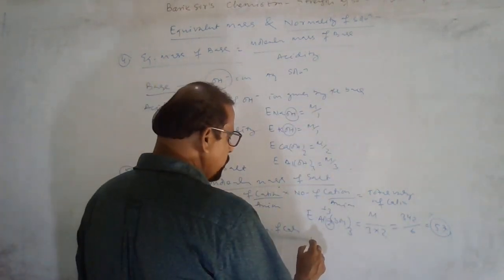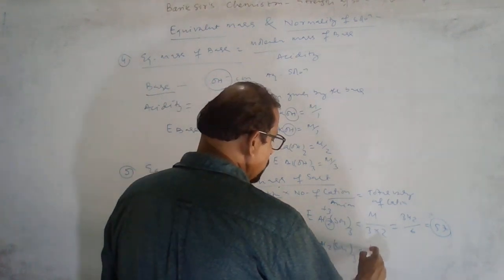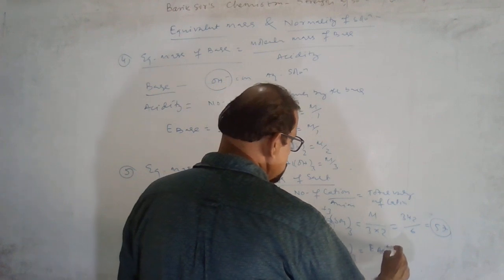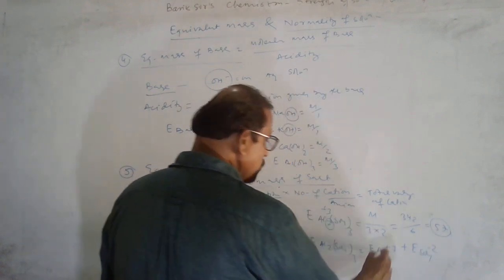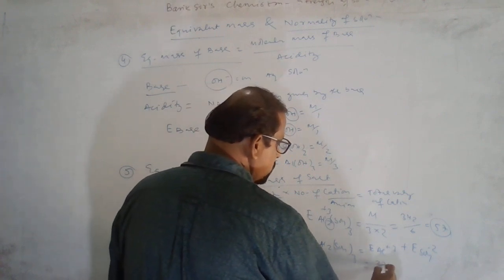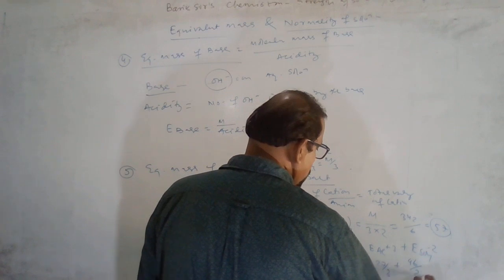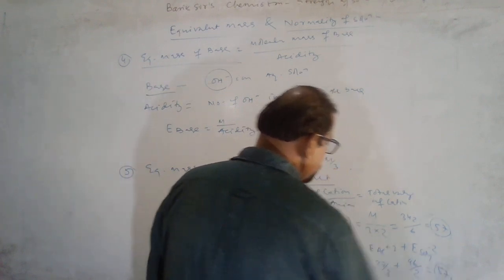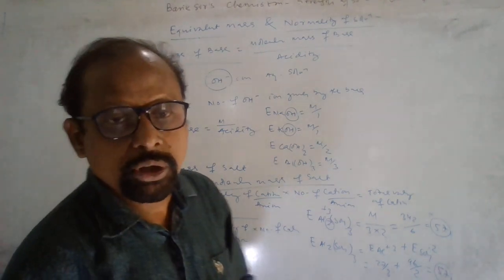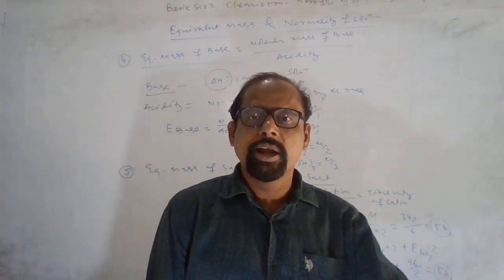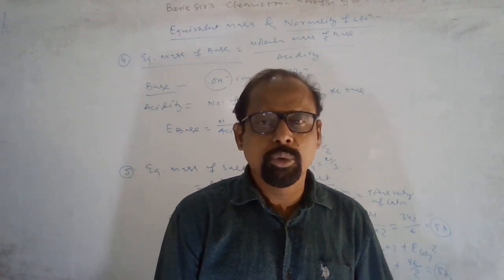Again, you can see the equivalent mass of aluminum sulfate as a salt. You can calculate the equivalent mass of aluminum Al+3 plus the equivalent mass of sulfate. So for Al+3 the equivalent mass is 27 by 3, and for sulfate it will be 96 by 2. It will again be 57. So the equivalent mass of a salt is equal to the equivalent mass of cation plus the equivalent mass of anion. We can calculate in both manners.